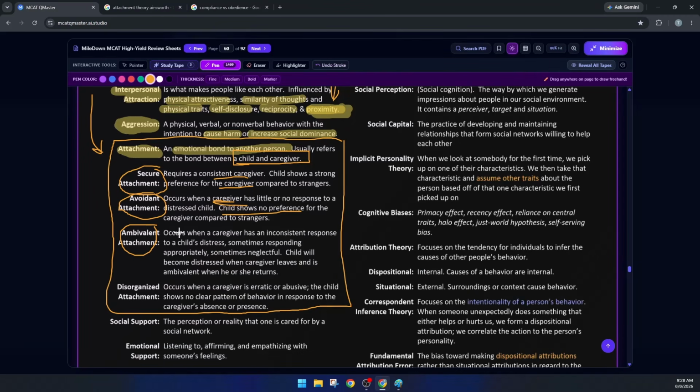Ambivalent attachment occurs when a caregiver has an inconsistent response to a child's distress, sometimes responding appropriately, sometimes being neglectful to the child. So the child will become distressed when the caregiver leaves and is ambivalent when he or she returns, meaning they're kind of either or. It's kind of a confused thing, 50-50, I guess.